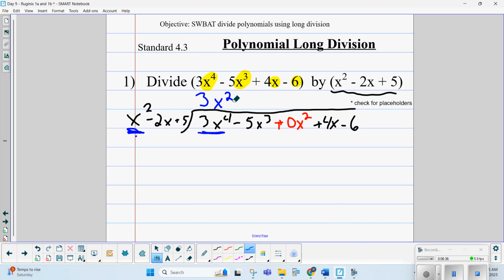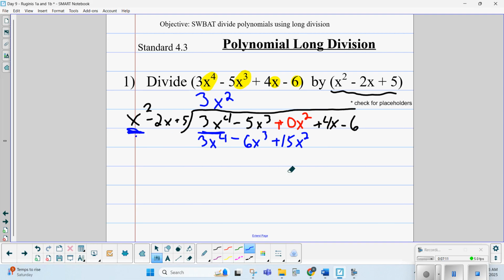So in order to get 3x to the 4, we need to multiply x squared by 3x squared. And now we're going to multiply. We multiply 3x squared by x squared, which gives us 3x to the 4. And we multiply the 3x squared by the rest of the divisor. So 3x squared times negative 2x becomes negative 6x cubed. 3x squared times 5 becomes 15x squared. So we just multiplied 3x squared times our whole divisor.